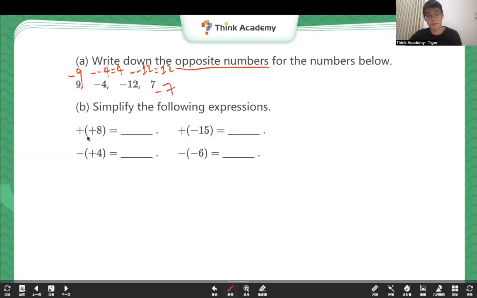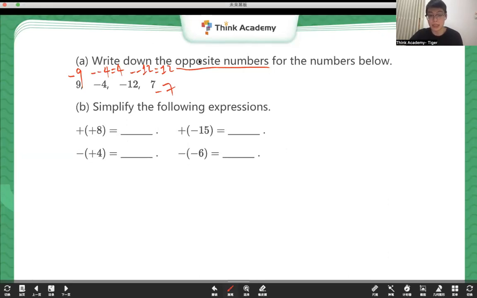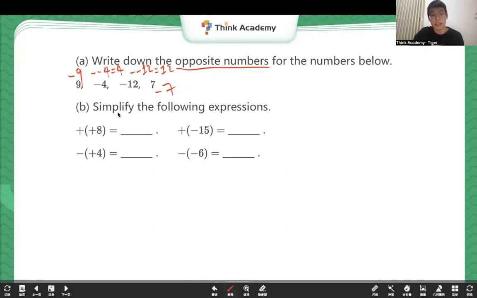So if I have +8, well, I can see that that is pretty much positive. So this is going to be 8. But if I have -(+15), what is the value of that? That's actually going to be -15. And what is +(-4)? It means that that is the opposite number of +4, which is -4. And for -(-6), we have just learned about it. If I have 2 negatives in a row, that's going to make a positive.